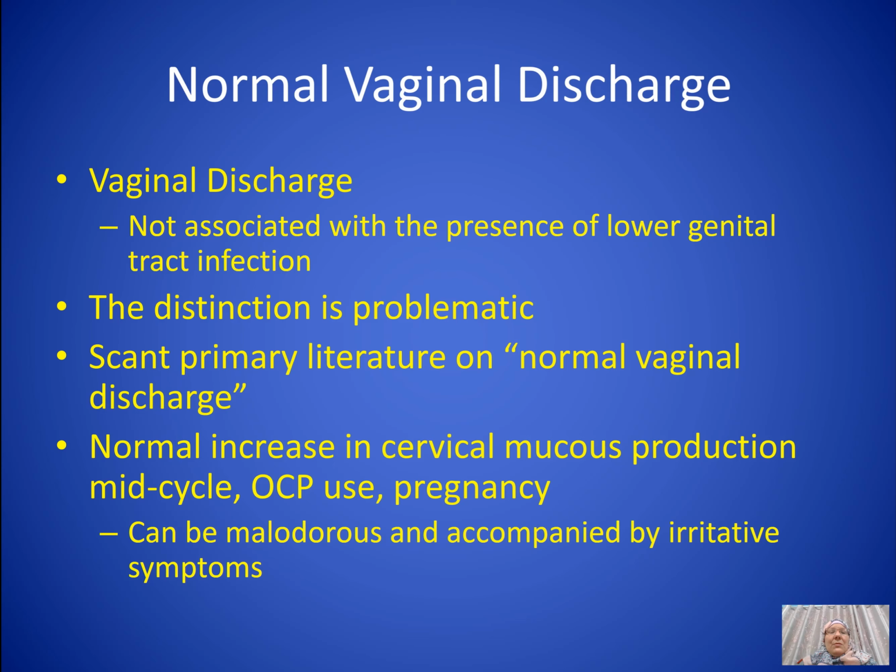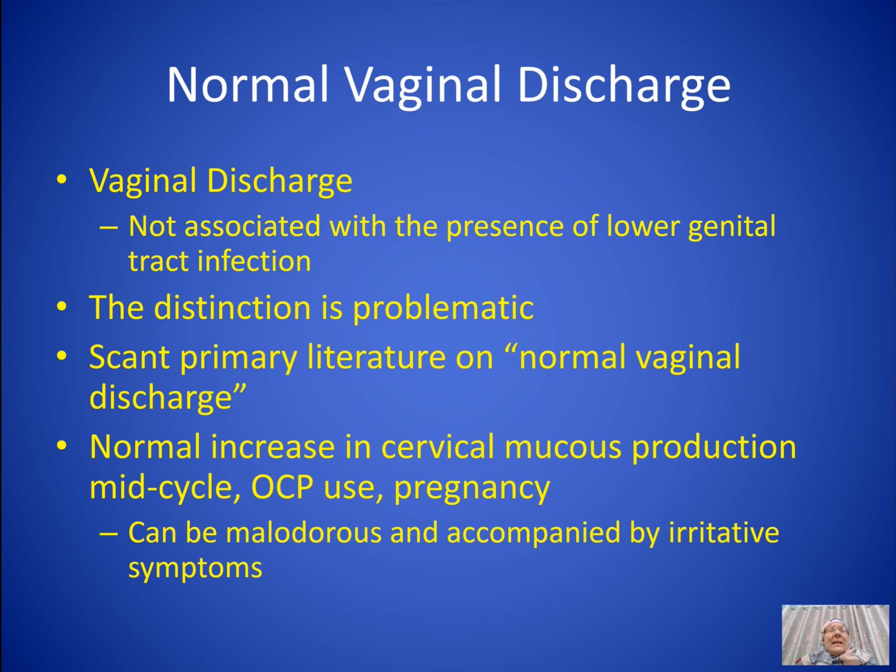However, it is very important to recognize the physiological discharge that women have. Often women might recognize that they have some discharge and associate that with an infection. What I'm telling you is that not every discharge will be representing an infection or associated with an infection. Vaginal discharge is present throughout the month. It might also change due to the hormonal changes in the cycle of the patient, and it is not always associated with an infection. The distinction can be problematic, and there's not that much literature available on normal vaginal discharge.